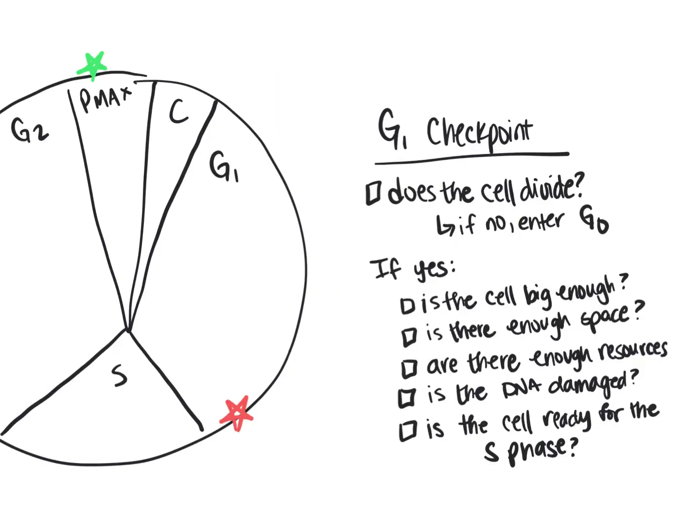If a cell does decide to divide, the questions that it needs to answer are: is the cell big enough? Is there enough space? Are there enough resources? Is the DNA damaged? And is the cell ready for the S phase? If all these conditions are met, the cell will then proceed on to the next part of the cell cycle, which is the S phase.